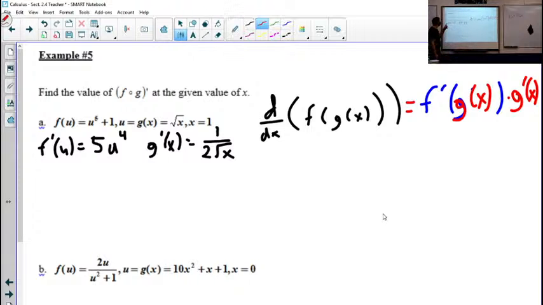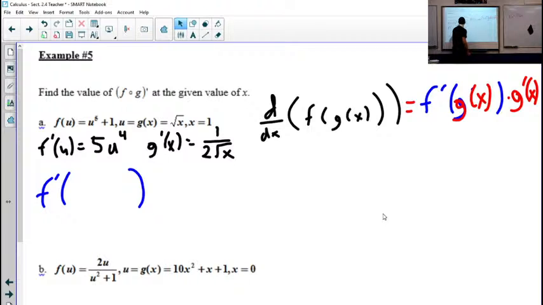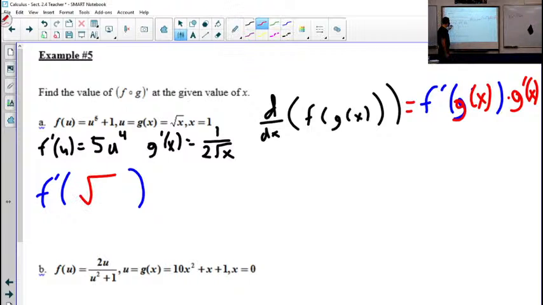So we want f prime of g of x. What's g of x? g of x is square root of x, times the derivative of the inside part. So g prime of x, we just found, was 1 over 2 square root of x.